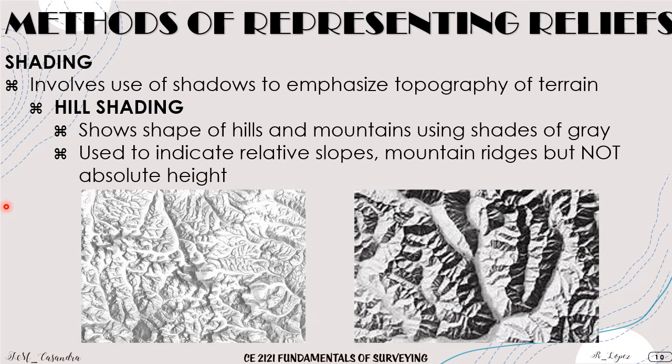So these are examples of shading or reliefs represented by shading. It's like there is a bright light here and a shadow is cast on the other side. So the darker the shade means there is a higher elevation. For this part, for example, this is of low elevation, the lighter shades.